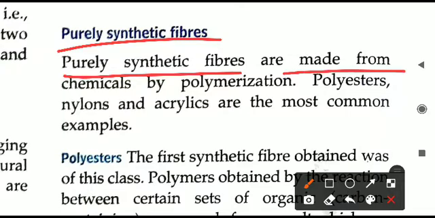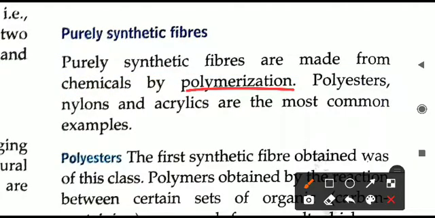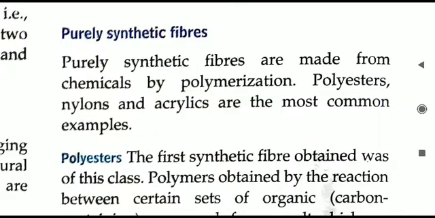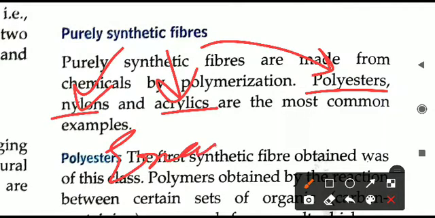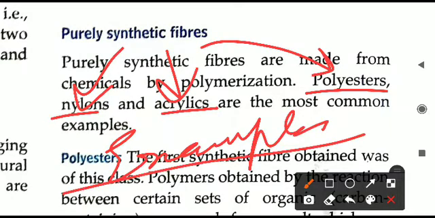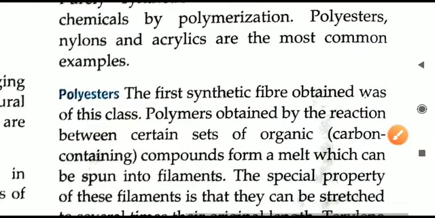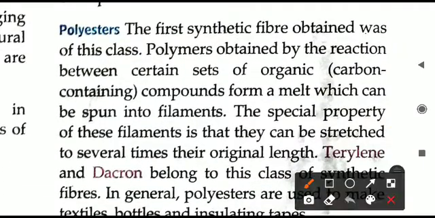Purely synthetic fibers are made from chemicals by polymerization. Polymerization is the process of producing polymers. When the different monomers are joining together, they produce polymers. And this process of converting the monomers into the polymers is called polymerization. The examples you will learn here: polyester, nylon and acrylic. All these are the examples of the purely synthetic fibers. One by one we will see about them in detail now.